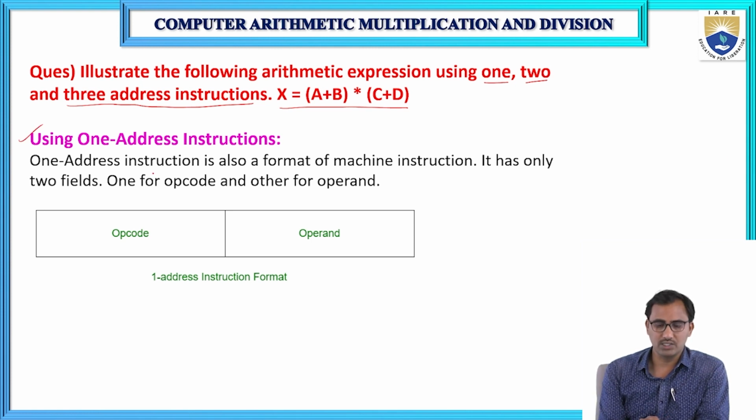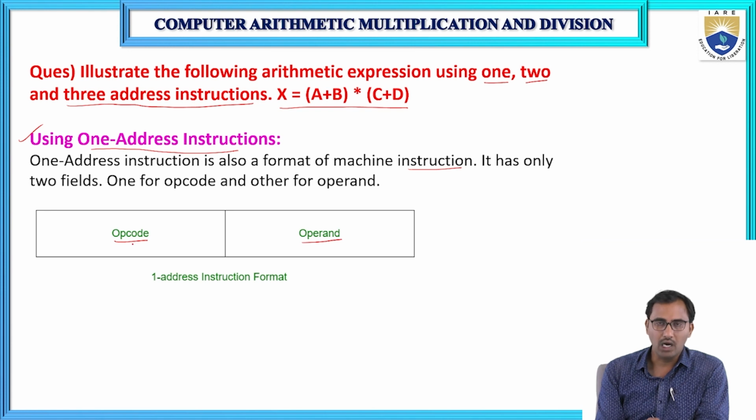A 1 address instruction is also a format of machine instruction. It has only 2 fields. That means a single address instruction has only 2 fields. The first field is the opcode and the second field is the operand.